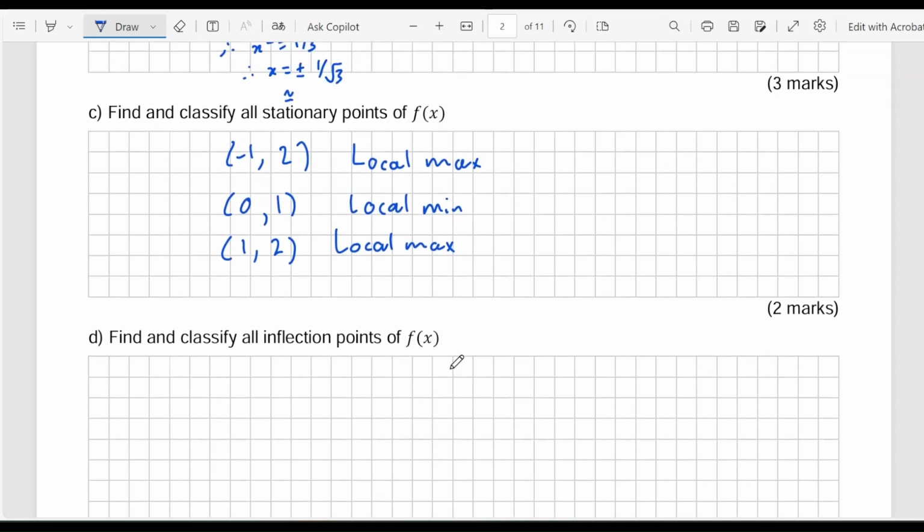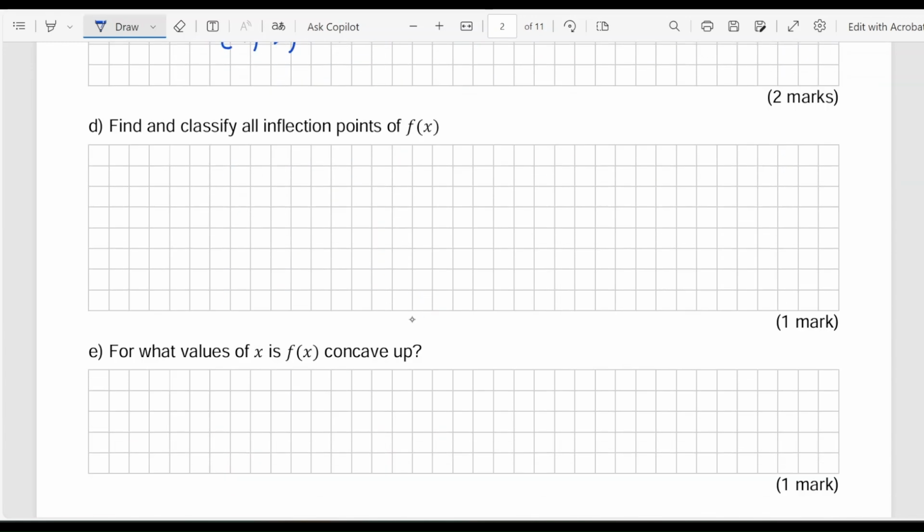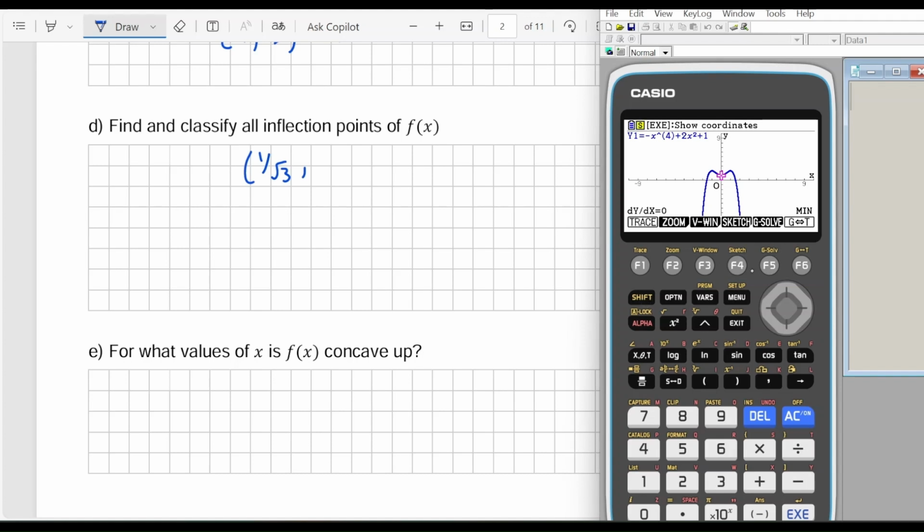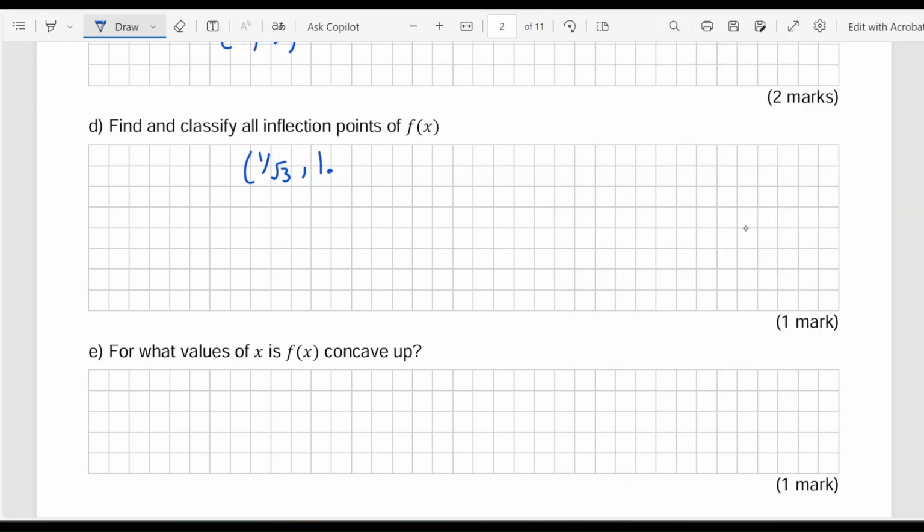Find and classify all inflection points. So we have one which is at 1 over root 3, and then we can trace that value. So shift trace 1 over root 3. Now I'm just going to be very careful and just put that 3 in brackets. It should work either way. 1.555555555 or 1.56 to 3 significant figures. It's a non-stationary point of inflection.